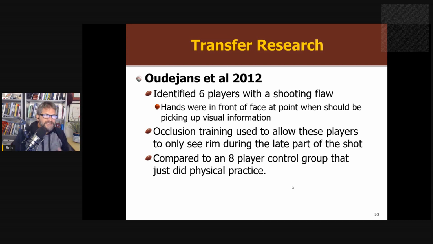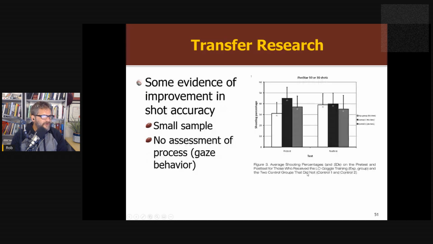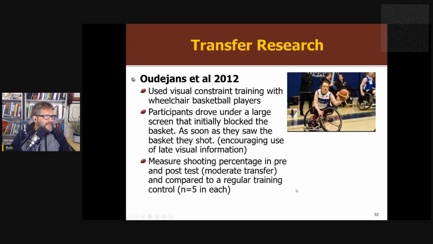So essentially what they're doing is trying to change their movement solution, their gaze behavior, what information they're picking up. And they compared it to a control group. It was a very small sample, but they found some evidence of improved shot performance for the group that did, from 31 to 39% success rate in shots. And they had this both in a court test and in the game. So some evidence of this working. If you follow the research, they have some stronger evidence for that idea.